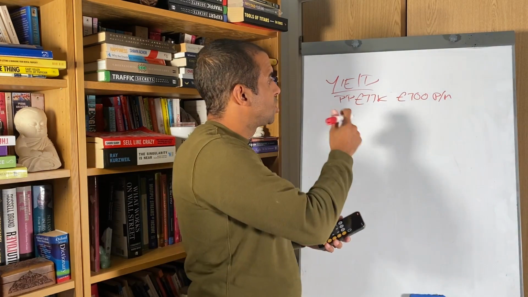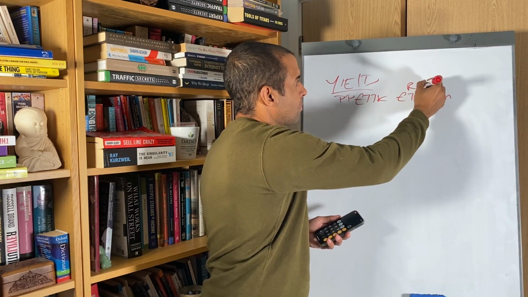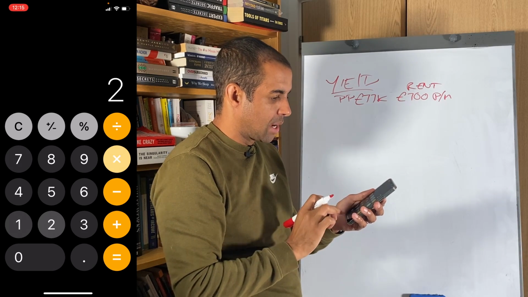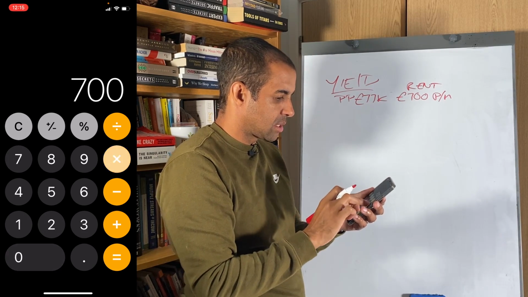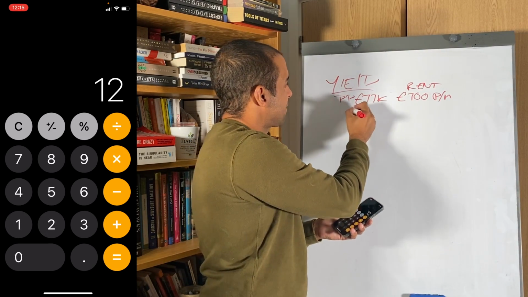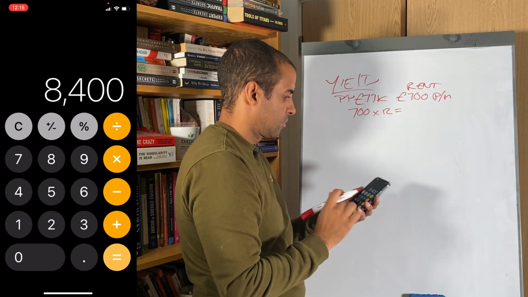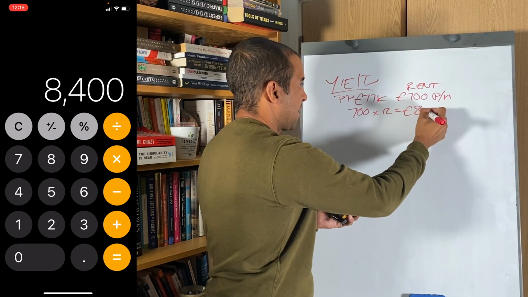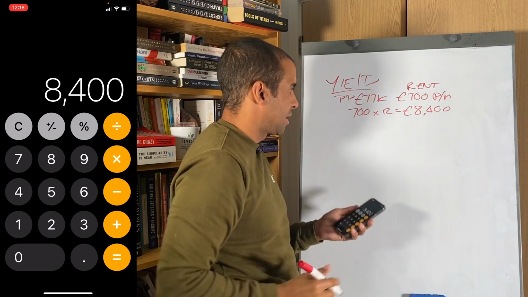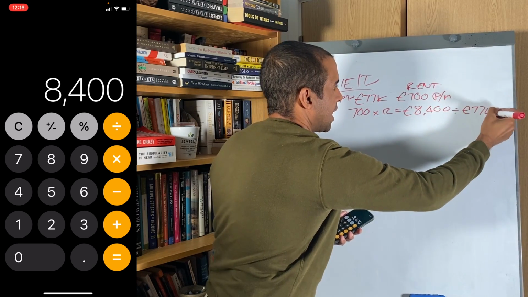So what you would do is you would take your yearly rent. So this is your rent here. If you were calculating this, you'd say £700 times 12, and 700 times 12 equals 8,400. You would then divide this figure by this figure, so you would divide that by the 77k.